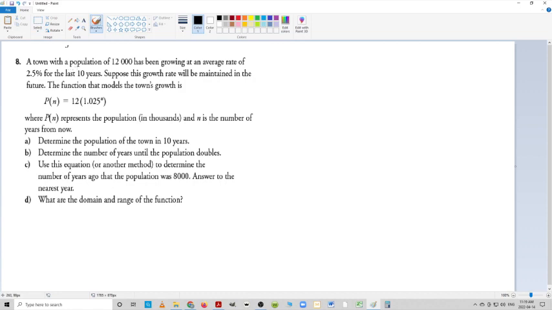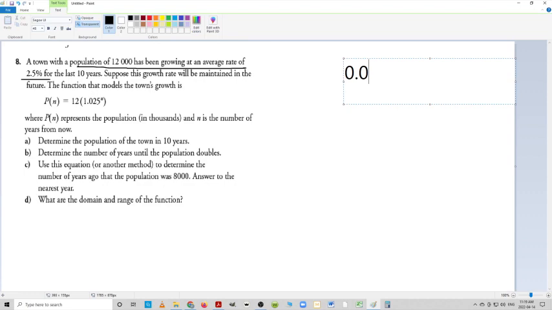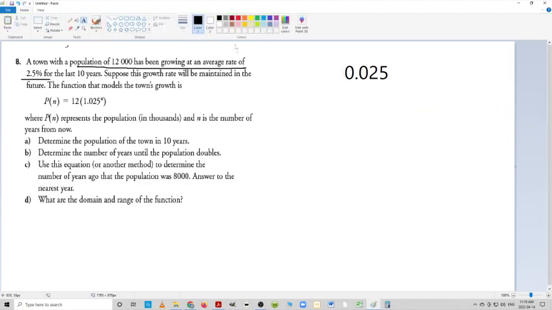So here we have a town of a population of 12,000 that has a growing average rate of 2.5%. What is 2.5% as a decimal? It's 0.025 for the last 10 years. So for 10 years now it grows at 2.5%. Suppose this growth rate will be maintained in the future. The function that models the town is this.